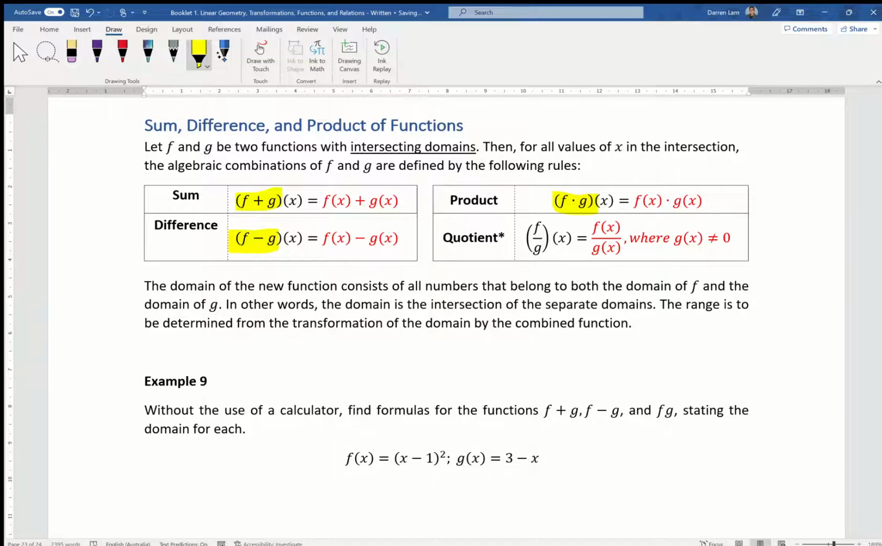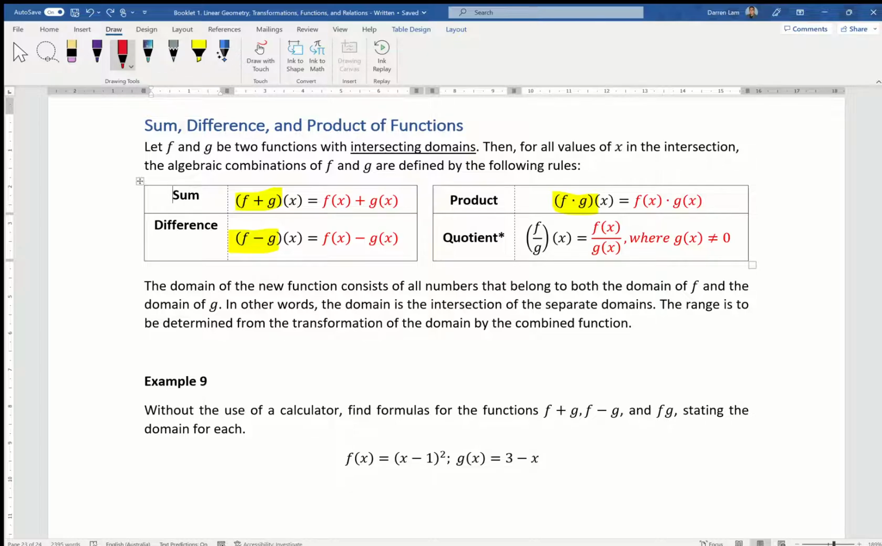I've just filled it in for you. f plus g just means f of x plus g of x. You might see it as literally just f plus g without the x. It means the same thing. Same thing with f minus g. Very straightforward. The product is f of x times g of x. Please don't get that mixed up with composite functions. We'll do that next. But it's just the multiplication of.